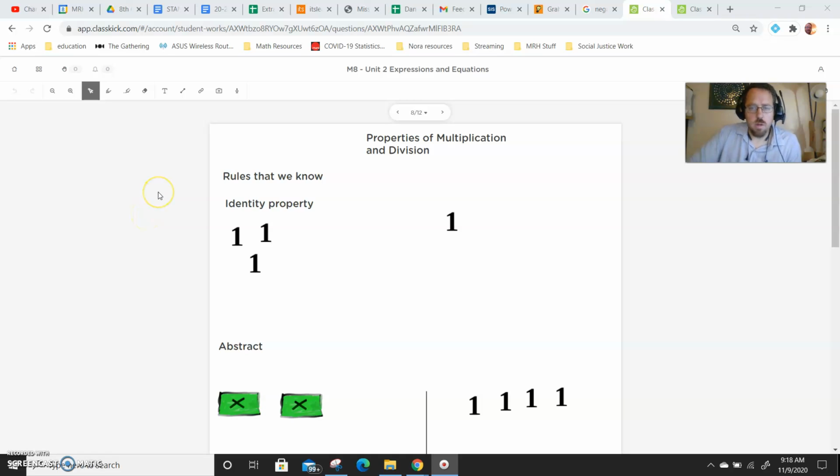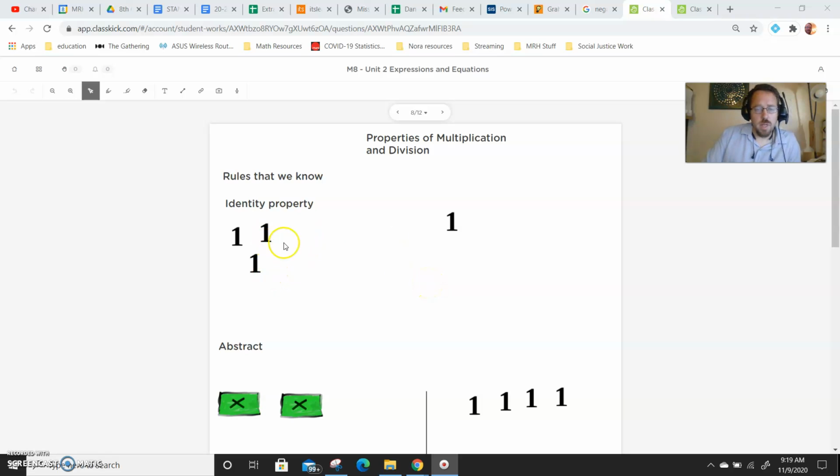Okay, so next we're going to do the properties of multiplication and division as they apply to equations. So let's start off with the identity property. The identity property is what can I do with multiplication and division that I won't change any numbers? And that answer is always multiply or divide by 1.